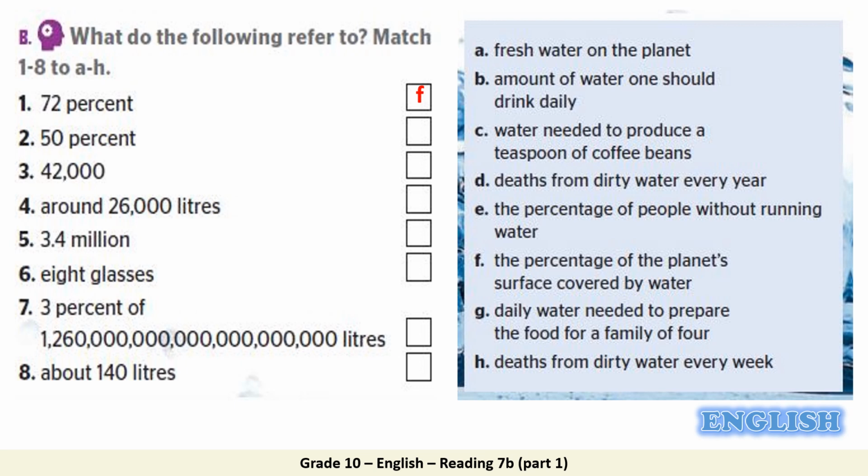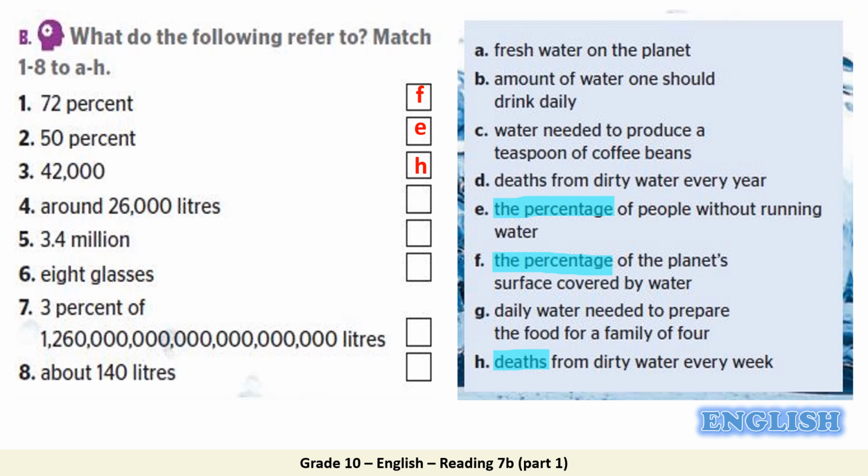Excellent. That's F, so the percentage of the planet's surface covered by water. So we have 72% and the percentage. Okay, number 2 we have another percentage, 50%. It's related to, very good, E, the percentage of people without running water. Okay, what about number 3, 42 thousands? So we have a number of what? Excellent, that's H. It's the number of deaths from dirty water every week.